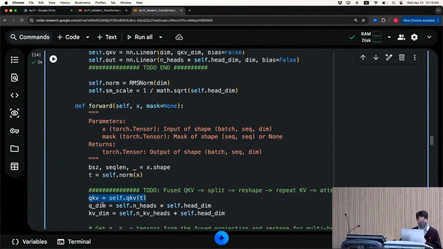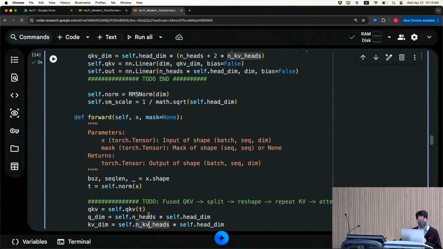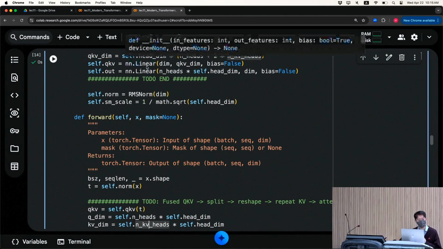what are the dimensions? The Q dimension is number of heads. This equals number of query heads times the head dimension, and each K and V is going to have number of KB head dimension times number of head dimension. Can I move on? Okay.